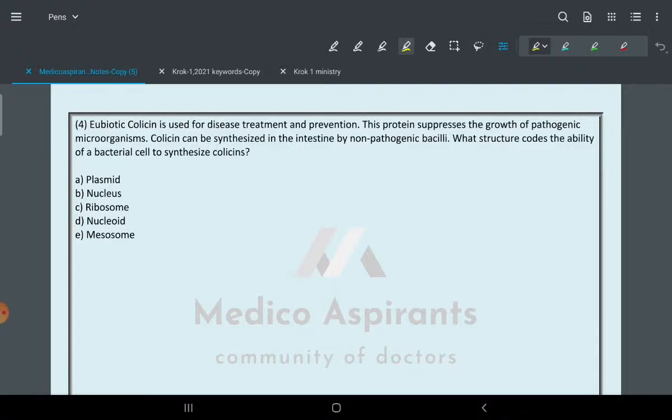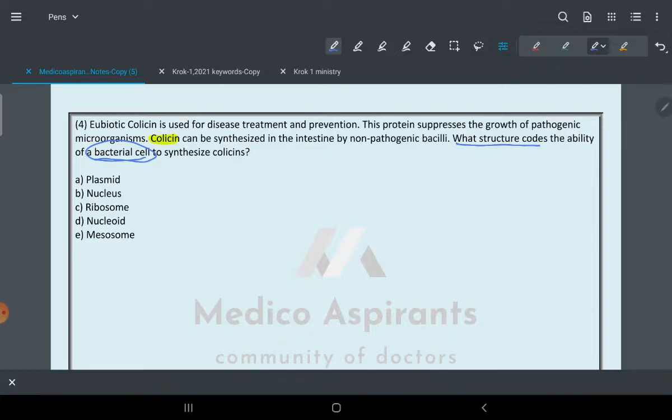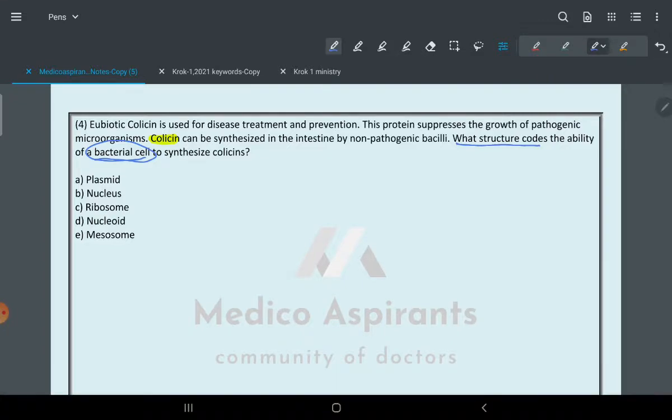What structure codes the ability of the bacterial cell to synthesize colicin? First of all, if you see the question, colicin has been given every time, and the question is asking what structure codes the ability of the bacterial cell. It's talking about bacteria, right? And it's also given here that it can be synthesized in the intestine by non-pathogenic bacilli. It is also bacteria. So which point do you have to keep in mind? It is talking about which organisms? That is bacteria.